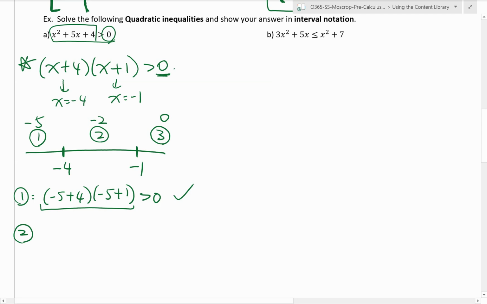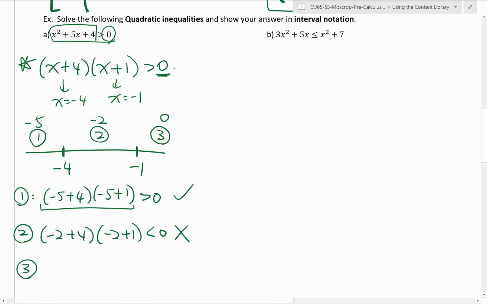Now I'm going to check the number for region 2, which is negative 2. So that's negative 2 plus 4 times negative 2 plus 1. Is this bigger than 0? Well, negative 2 plus 4 is positive. Negative 2 plus 1 is negative. I have positive times negative. It is definitely not bigger than 0. So this does not work. It does not make sense because this is actually less than 0.